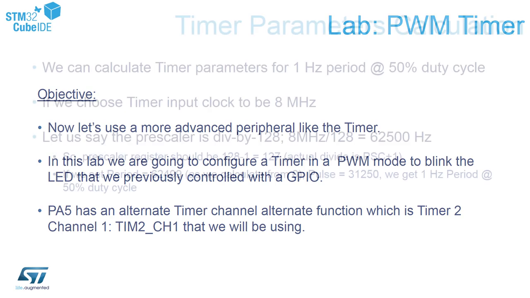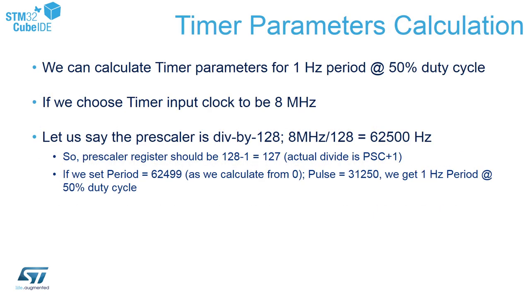Our system will work on an internal clock 16 MHz divided by 2 this time. So our system clock would be 8 MHz. We would like to keep the same timing as in previous exercises when we controlled the green LED by software. To do this, we need a 1 Hz period with 50% duty cycle PWM signal.